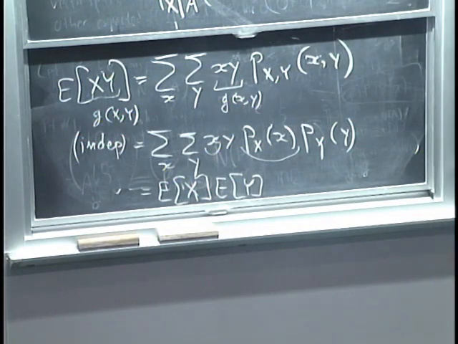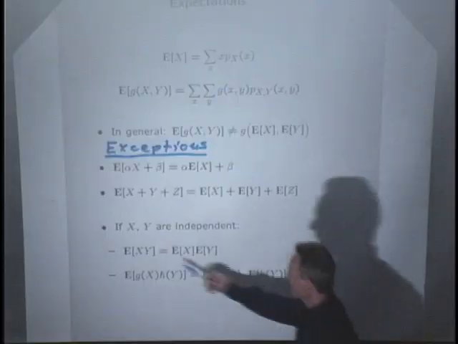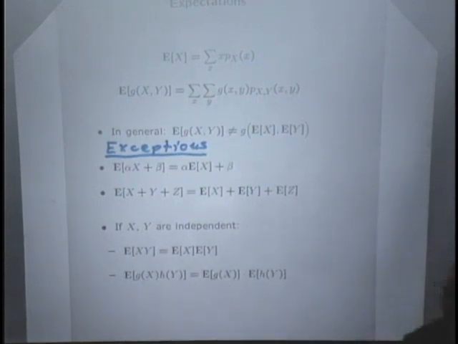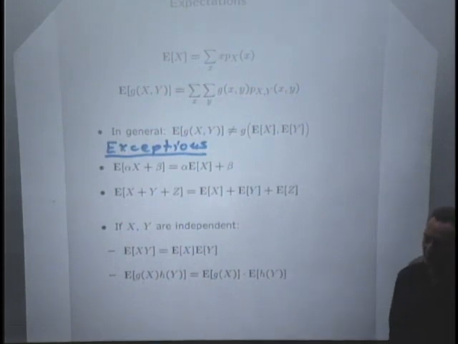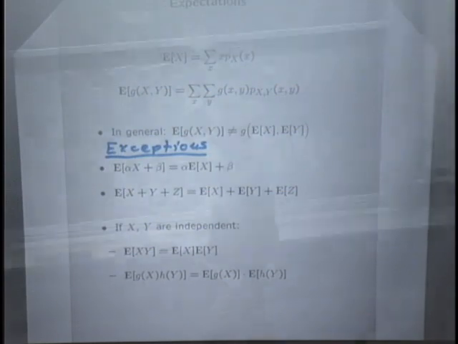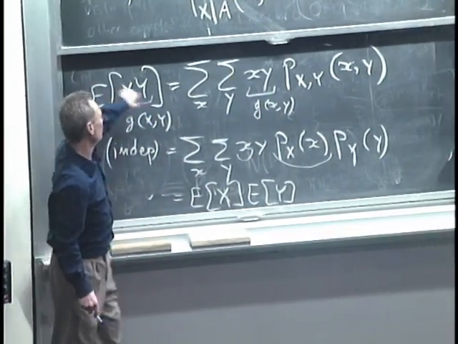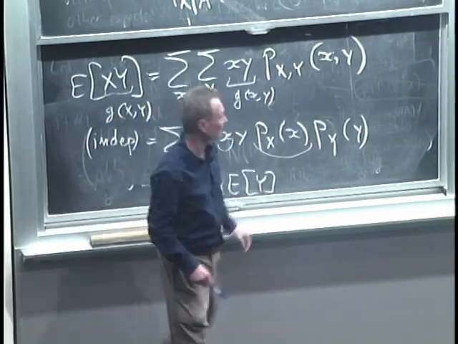Okay, now what if x and y are independent, but instead of taking the expectation of x times y, we take the expectation of the product of two functions of x and y? I claim that the expected value of the product is still going to be the product of the expected values. How do we show that? We could show it by just redoing this derivation here. Instead of x and y, we would have g of x and h of y, so the algebra goes through.